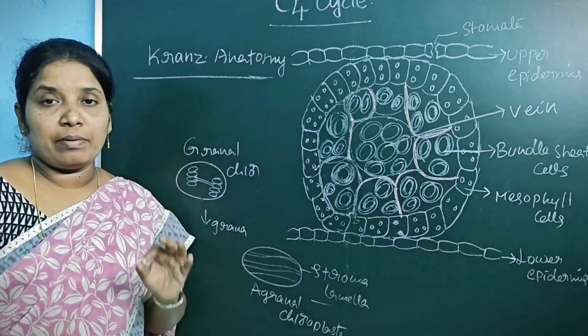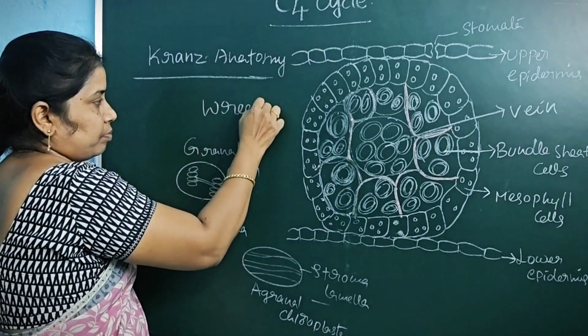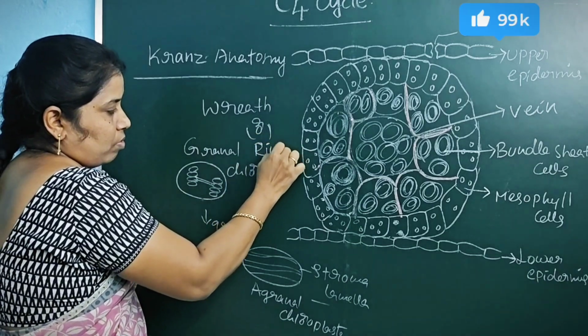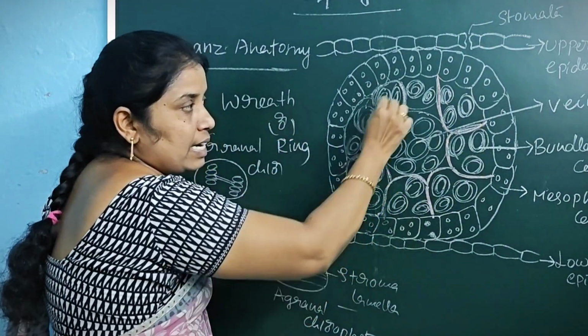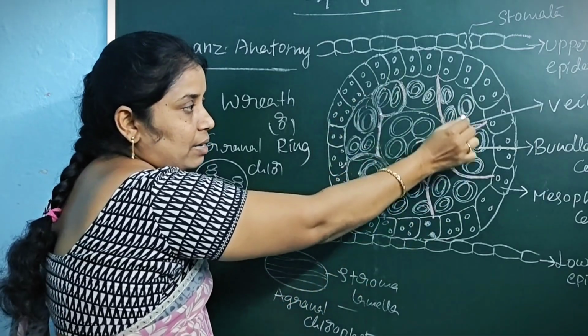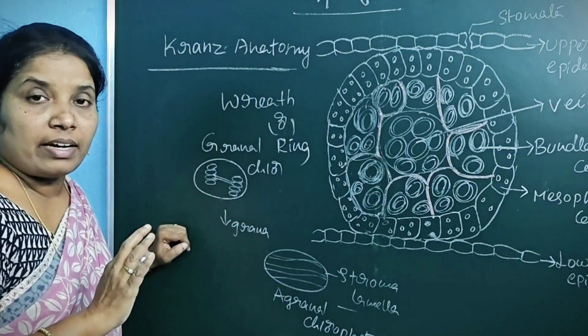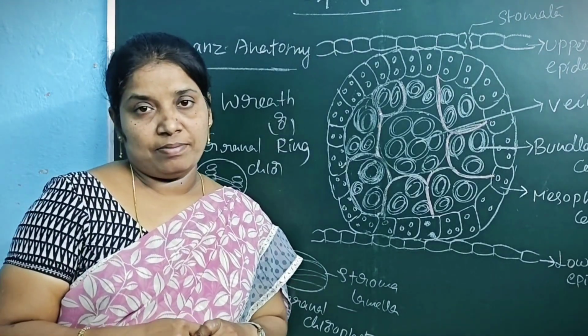So Kranz anatomy means wreath or ring. Bundle sheath cells are surrounding the stele in a ring-like, wreath-like manner. So that's why this anatomy is called Kranz anatomy. Okay. So let's see the C4 cycle.